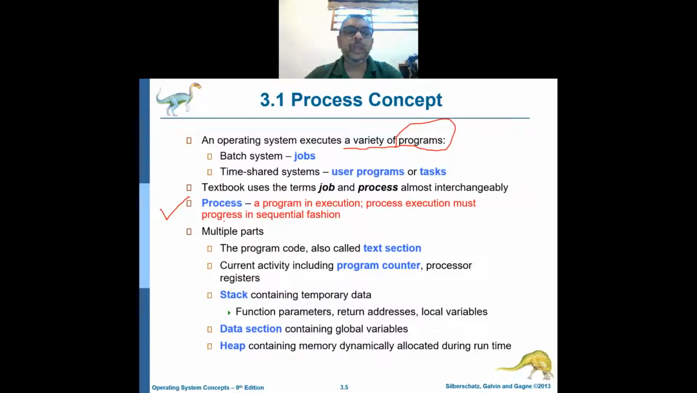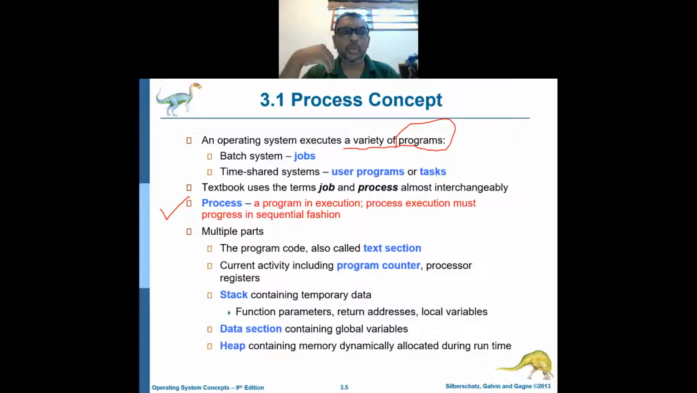And there are a few parts inside a process, because the operating system runs several processes in a computer system. Get this right first: the operating system runs several processes in a computer system. Like now, when I use my laptop, I'm running WebEx here. I'm running Microsoft PowerPoint.